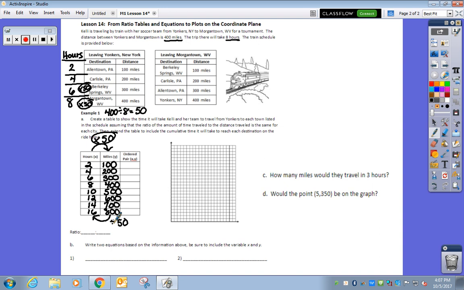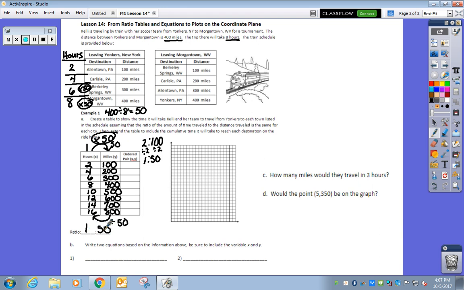The ratio of this table then, remember for a ratio of a table, you're going to put it in simplest form. So if I have 2 to 100, I'll just add it quick over here, I can divide both of these by 2, which would get me 1 to 50. And that's where we get that times 50. So 1 hour is 50 miles. So the ratio is 1 to 50.